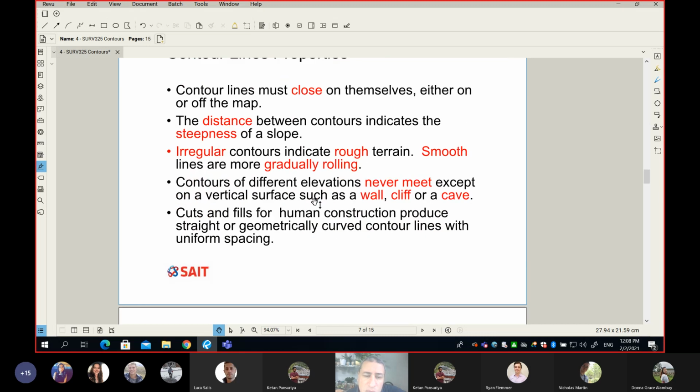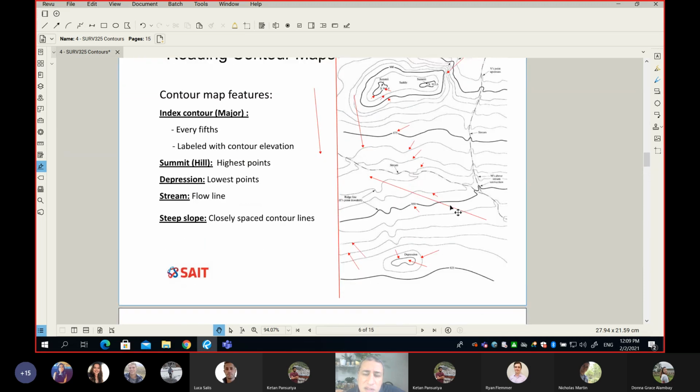Also, contour lines in general never meet. They never intersect, except for very, very few and rare situations. I give you here three examples. If you have contour lines intersecting with a wall or cliff or cave, then in these cases, your contour lines will intersect. Those are very rare, like walls and cliffs. A cliff means it's a vertical side, and a cave is a kind of caved area into your mass, and that's why those are very rare. In 99%, you won't see any contour lines intersecting or even tangent to each other.